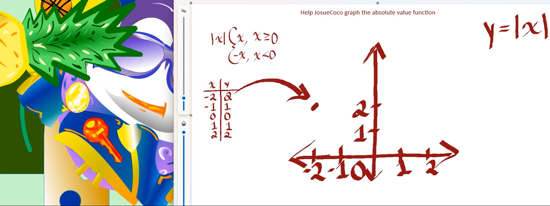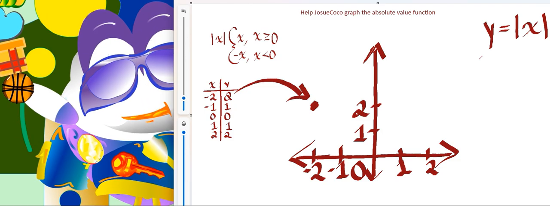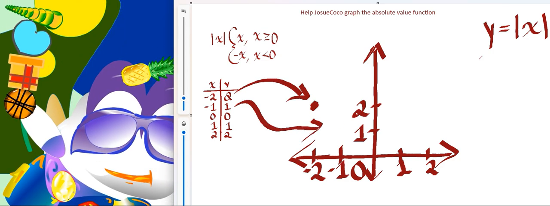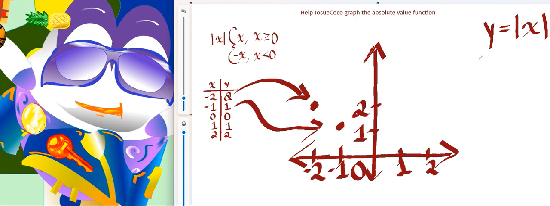Okay, and when x equals negative 2, y equals positive 2. Here's our first point. Next, when x equals negative 1, y equals positive 1. That'll be our second point.